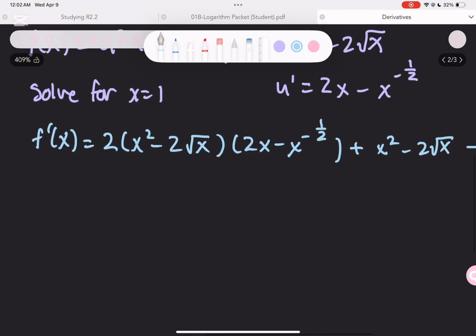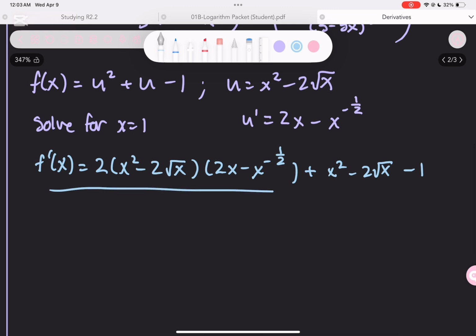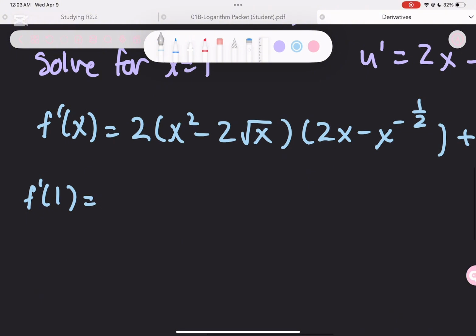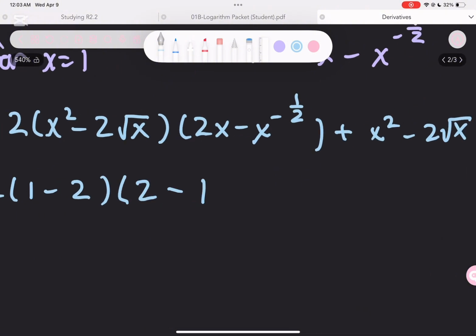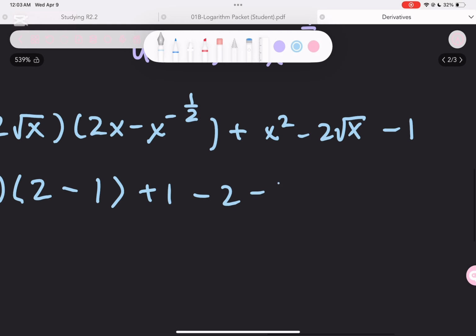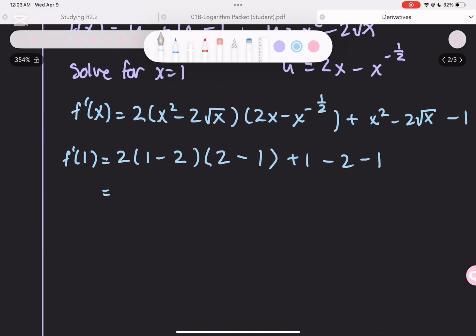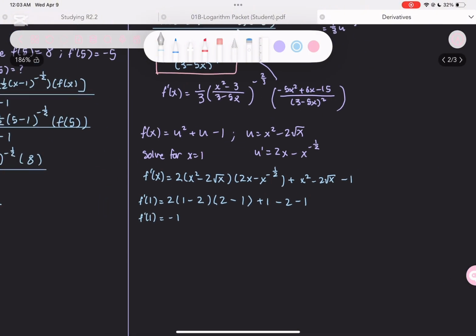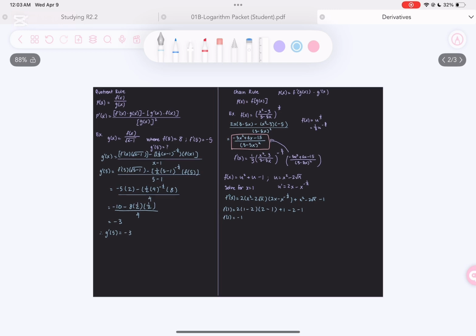And then you are going to end up with an equation that looks like this, and this is essentially what your chain rule looks like. So at this point, you can sub in 1 to find whatever you need to find. So f prime of 1 is 1 minus 2, that's 2 minus 1 plus 1 minus 2 minus 1. When you sort this all out, it becomes f prime of 1 is equal to negative 1. And that's essentially what you have, which is a little bit stupid if you ask me.